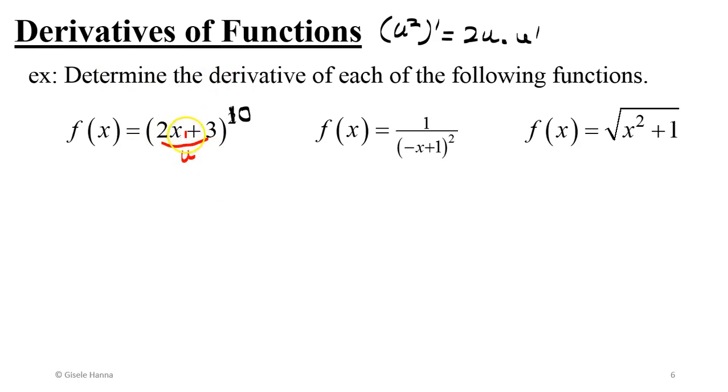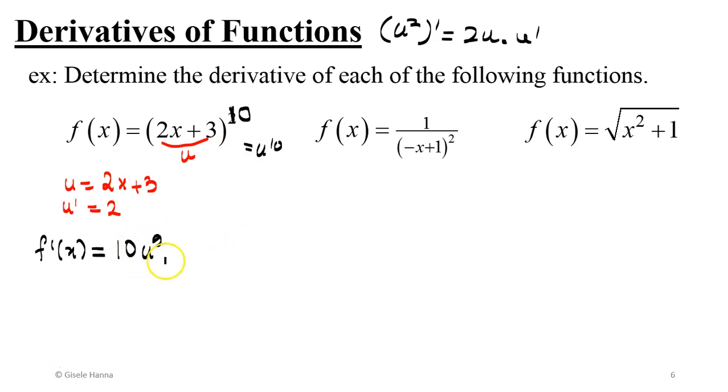Okay, so I set the base of the power equal to u. So u is 2x plus 3. So what is u prime? The derivative of 2x plus 3 is in fact a 2, because it's a linear expression. So f prime of x would actually be, now this is in the form u to the 10: drop the exponent, subtract 1 from the exponent, then multiply by u prime, the derivative of the expression inside. So u prime is in fact a 2, 2 times 10, which leaves me with a 20, and u, which is 2x plus 3, to the 9.